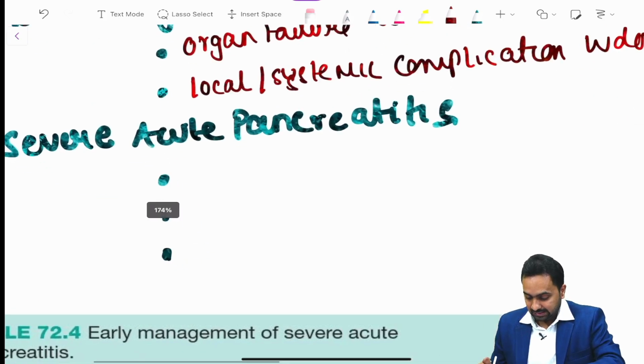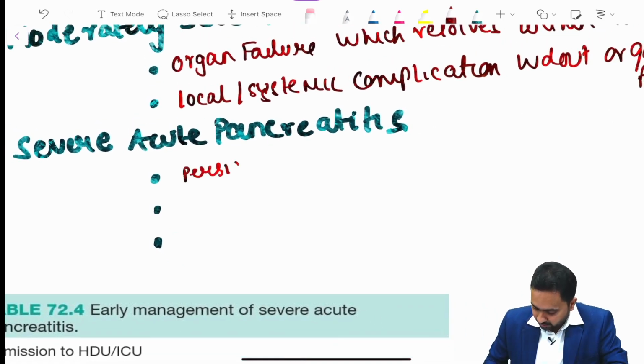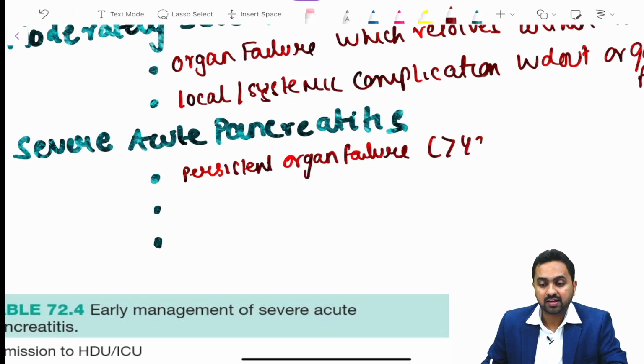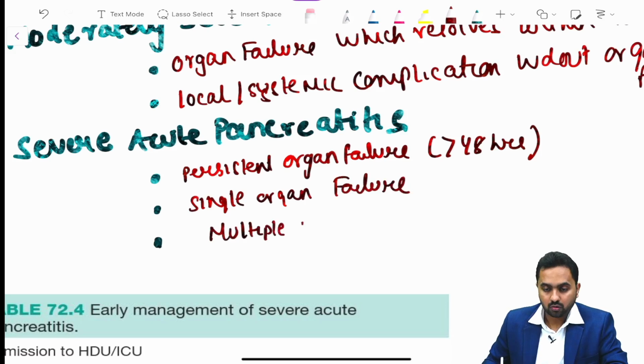Now, in severe acute pancreatitis, we have a persistent organ failure. Now, what is this persistent organ failure? It is more than 48 hours. Then you have your single organ failure or your multiple organ failure, right.